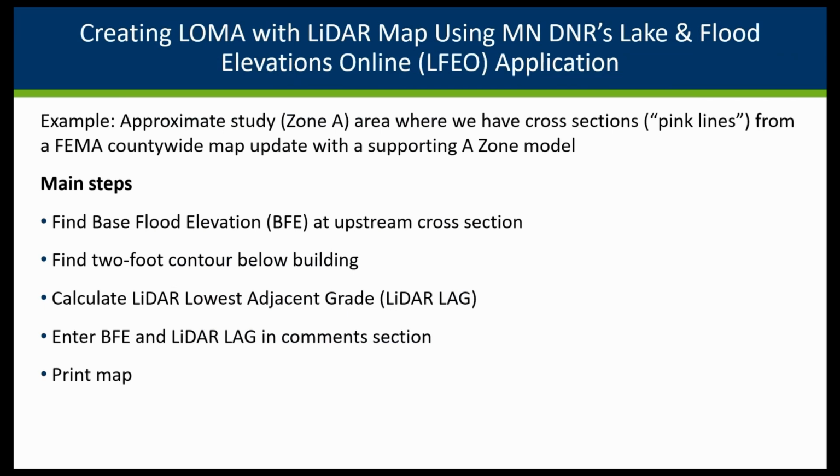We'll do an example using an approximate study area, or an A-zone, where we have cross-sections, which we often call pink lines, from a FEMA countywide map update that has supporting A-zone modeling. So our main steps are finding the base flood elevation at the upstream cross-section, finding the 2-foot contour below the building, calculating the LiDAR lowest adjacent grade, which is also called the LiDAR lag, entering the base flood elevation and LiDAR lag in the comment section for the map, and printing the map.